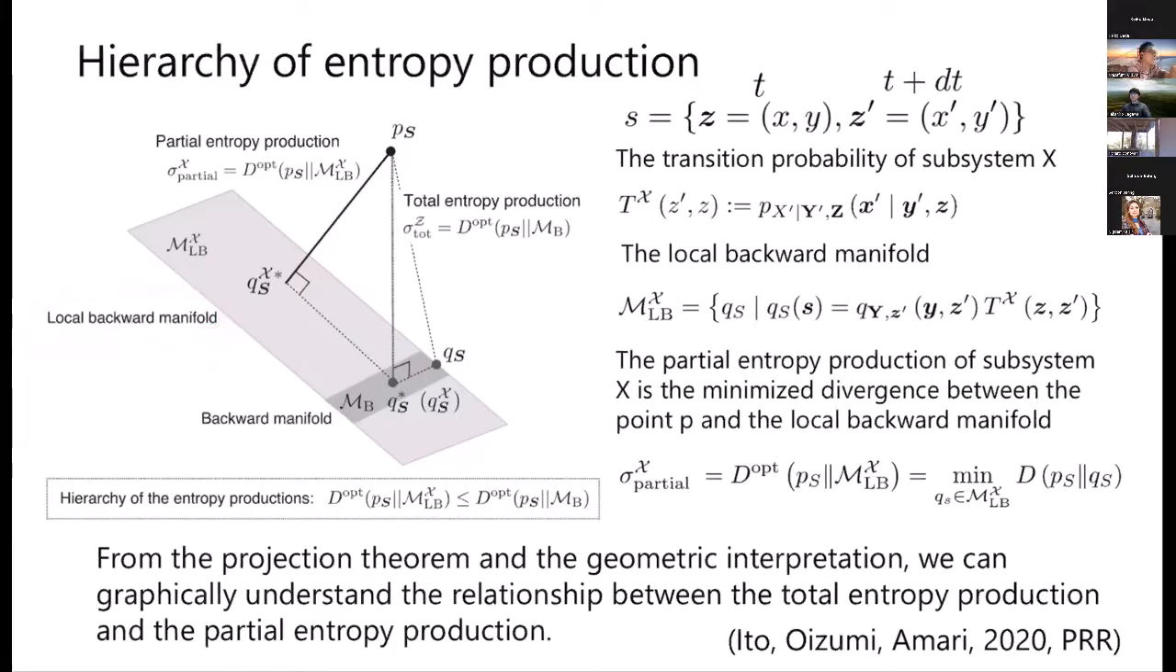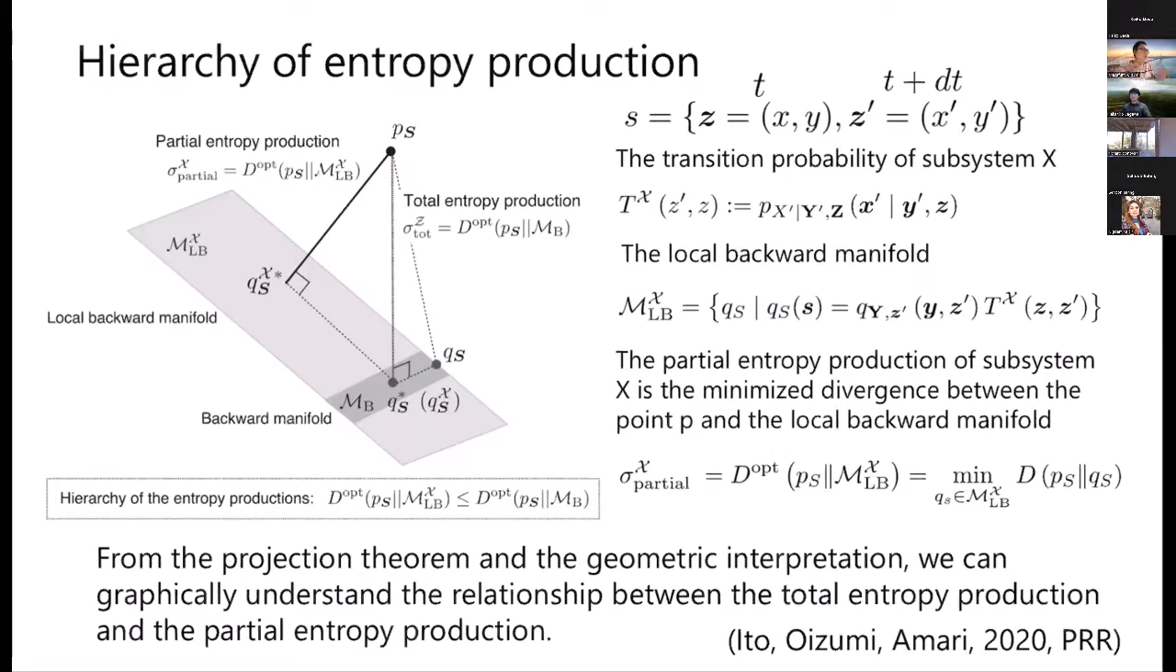So if you do the orthogonal projection in the submanifold, then you always end up with a bigger distance, right? So the distance between this and that, this is always larger. So the point is that from the projection theorem and the geometric interpretation, we can very intuitively and graphically understand the relationship between the total entropy production and the partial entropy production.